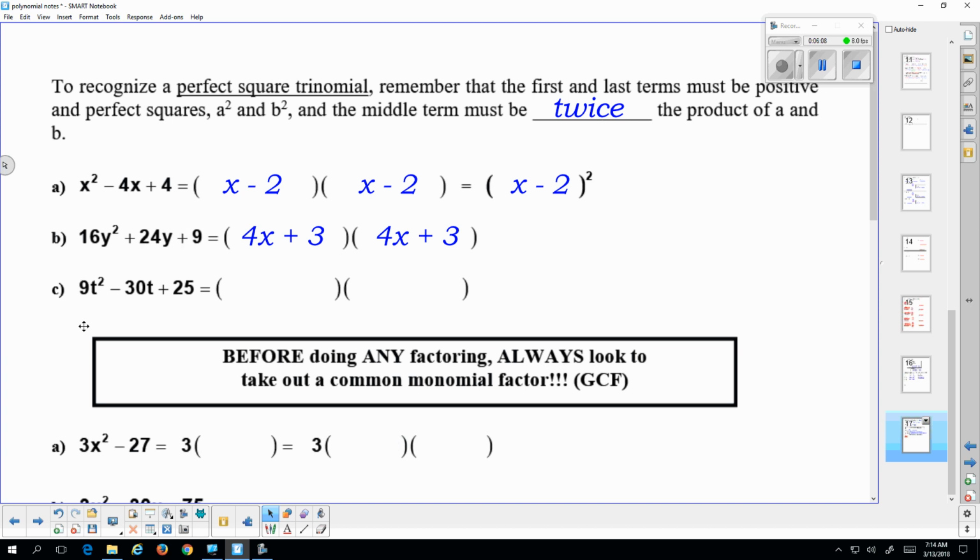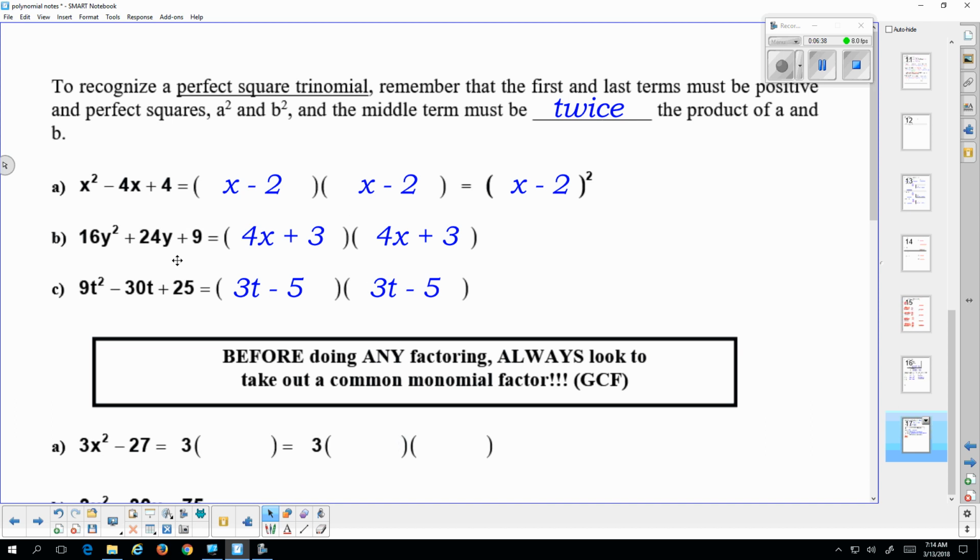Let's do one more. The first term's a perfect square, the last term's a perfect square. Let's take the square root of each of those. So what's the square root of 9 and 25? That's going to give me 3 and 5. And since it's minus in the middle, 3t minus 5, squared. Then let's just double check: a times b, 3 times negative 5 is negative 15. Middle term is twice negative 15, negative 30.